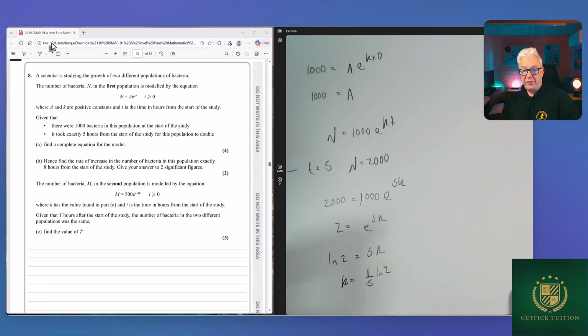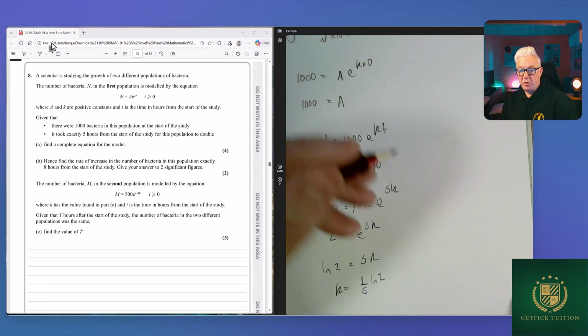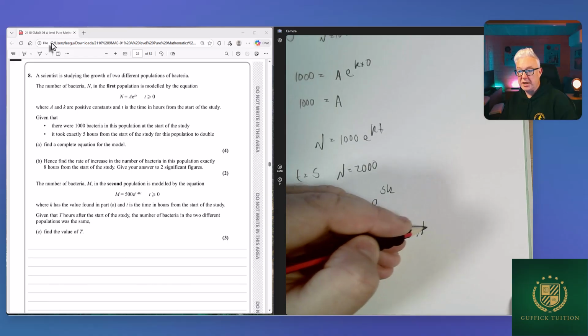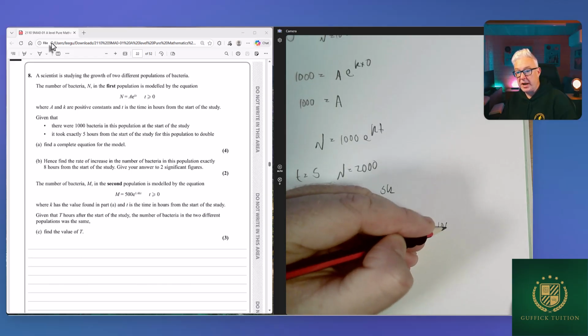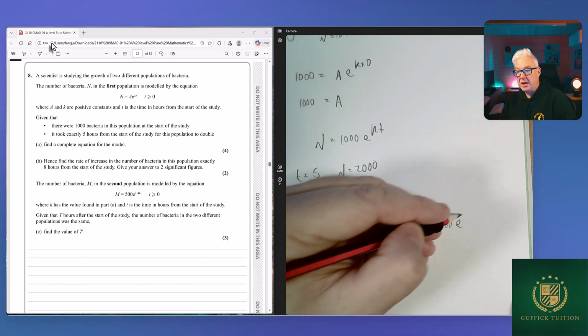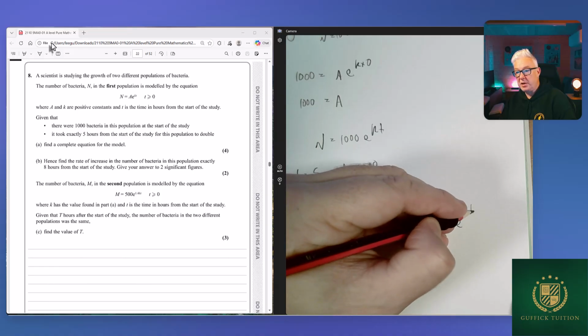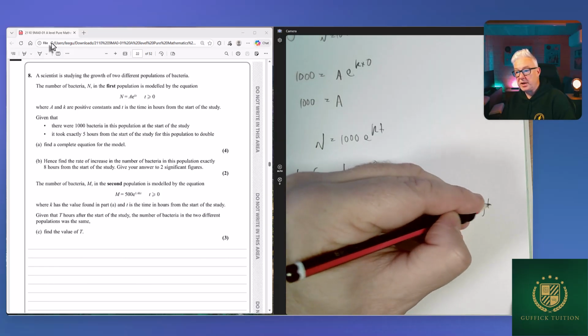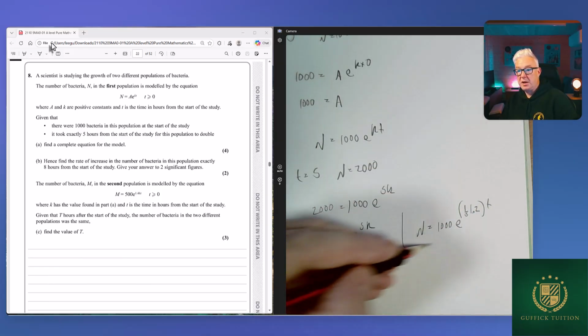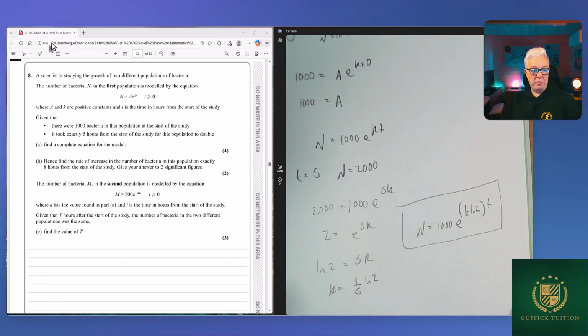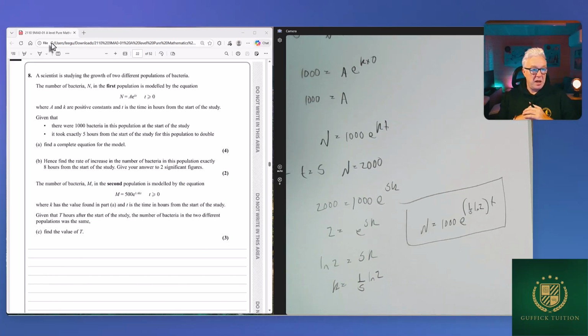So therefore our full model, or complete model rather, for the equation is that n is equal to 1,000 e to the 1/5 ln 2 times t, like so. And that's our part A done for 4 marks. Really nice. It says, hence find the rate of increase of the number of bacteria in this population exactly 8 hours from the start of the study, giving your answer to 2 significant figures.